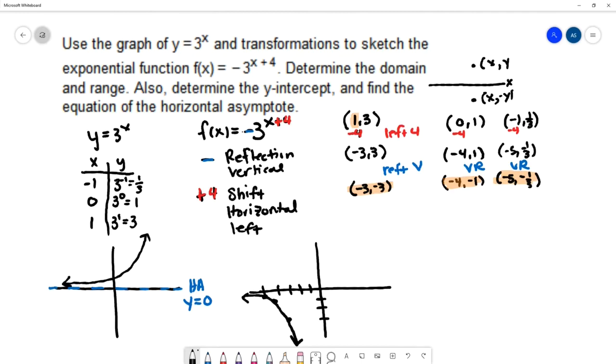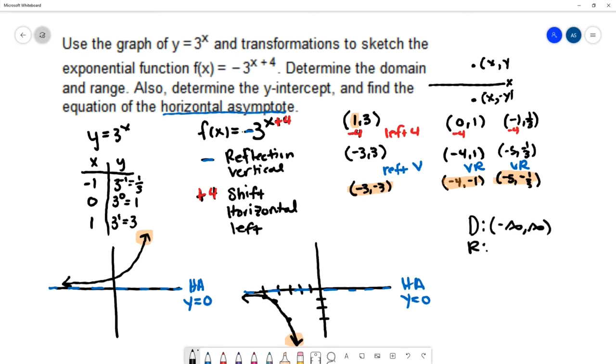And remember, it's reflected vertically, so that's why we were going to infinity and now we're going to negative infinity because of that reflection. But you'll see that we still have the same horizontal asymptote that we had before. So the horizontal asymptote is still y equals 0. Okay. We also want to find the domain. The domain is going to be all real numbers.